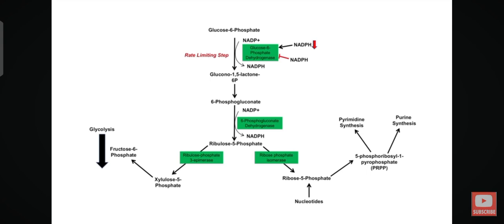So I just want you guys to know that the pathway can proceed in multiple directions depending on what the cell needs. If the cell needs ATP, it can go back into the glycolysis pathway. If it's going to create nucleotides for nucleotide synthesis, it'll get directed into PRPP synthesis. So that's all I want you guys to know for now.